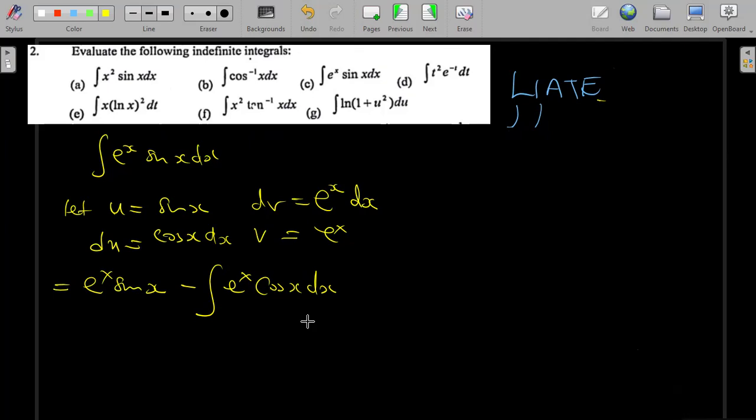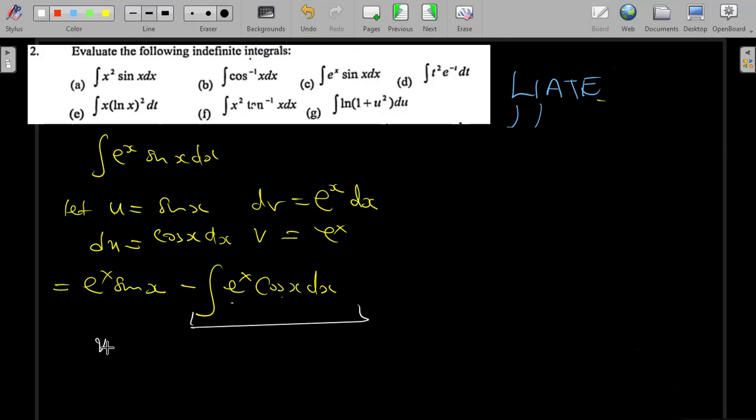We have to do integration again here to solve this question. So let's go again. What do we do now? Okay, it's this part again. We have to do it by parts because of the e to the x and the cos there.